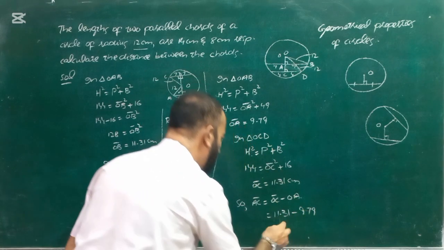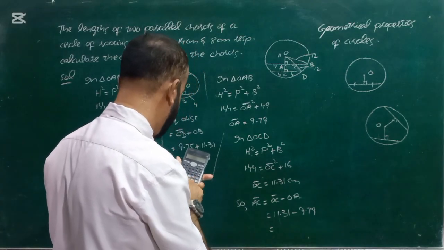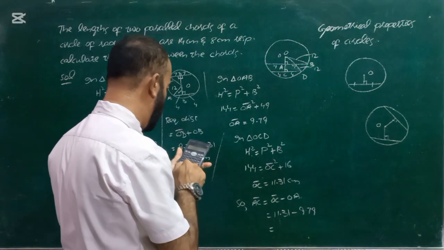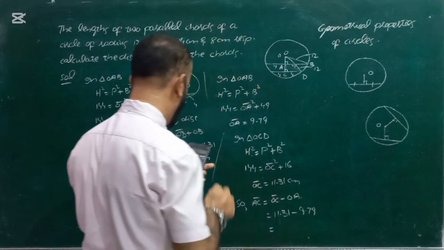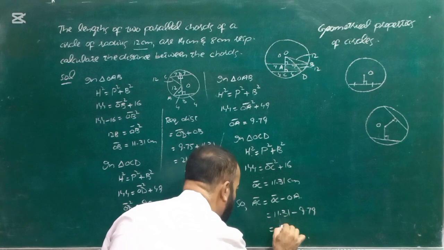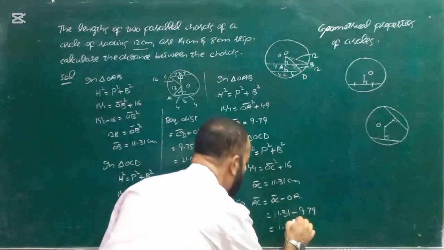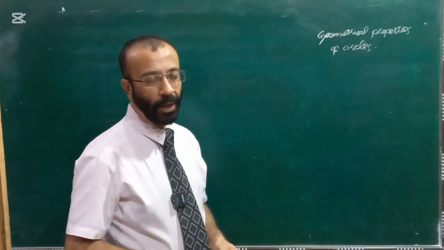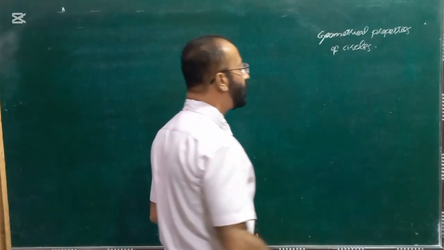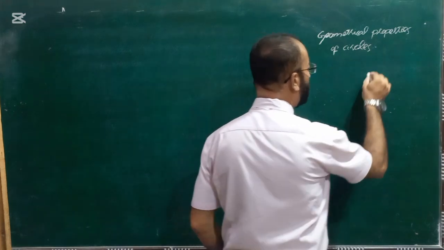So subtracting them, 11.31 minus 9.79 is 1.52. Unit used in the question is centimeters. So answer is 1.52 centimeters. Now we are going to read three more properties of the geometrical properties of the circle.